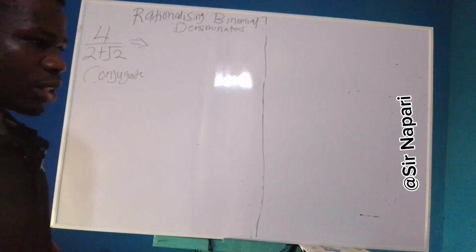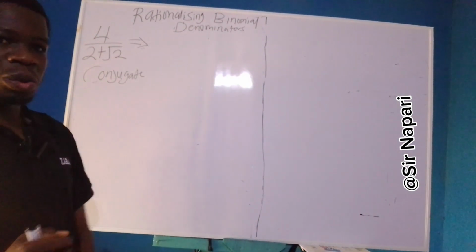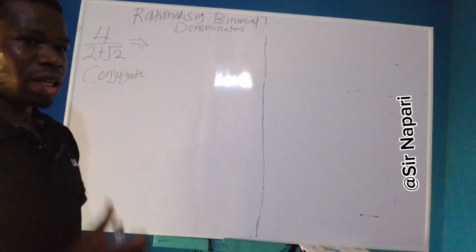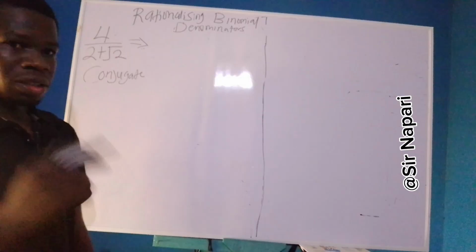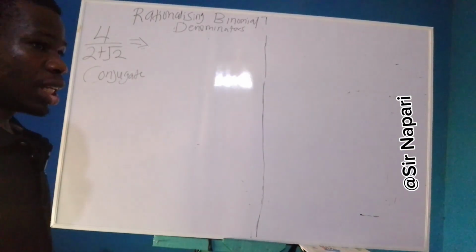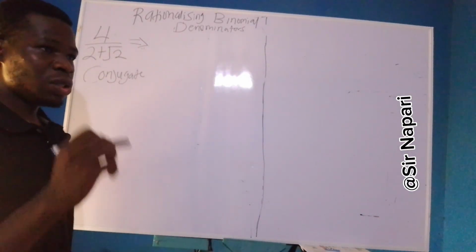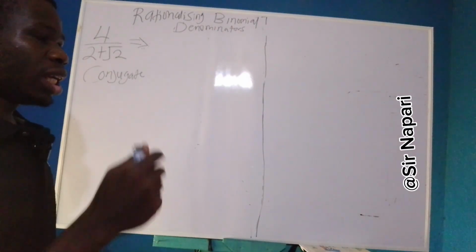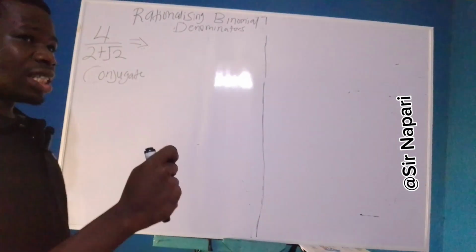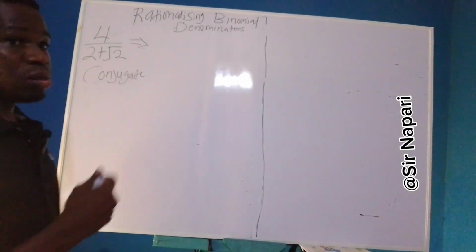Welcome. In the first part of the video, we looked at how to rationalize monomial denominators. Now we are going to look at how to rationalize binomial denominators. I mentioned that one thing that you can use to identify a binomial denominator is to look out for either a positive or a negative sign in the denominator.